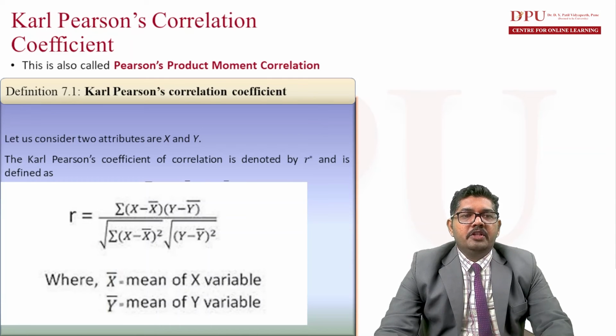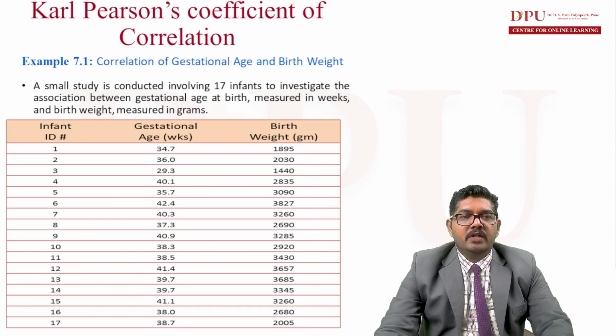For Karl Pearson's correlation coefficient, we have a direct formula. R is equal to the summation of (x minus x bar) multiplied by (y minus y bar), divided by the square root of the summation of (xi minus x bar) squared, multiplied by the square root of the summation of (y minus y bar) squared, where x bar and y bar are the arithmetic means of x and y respectively.